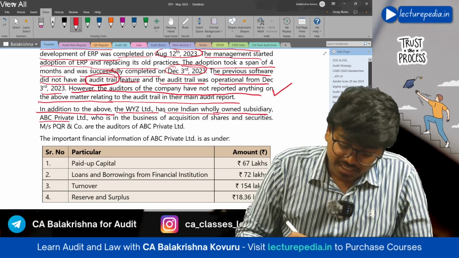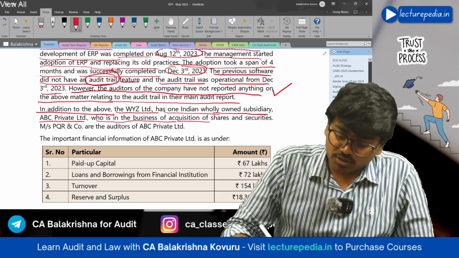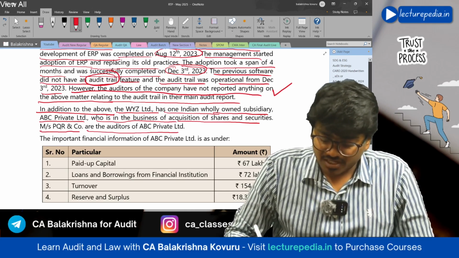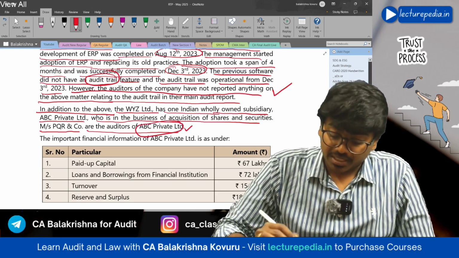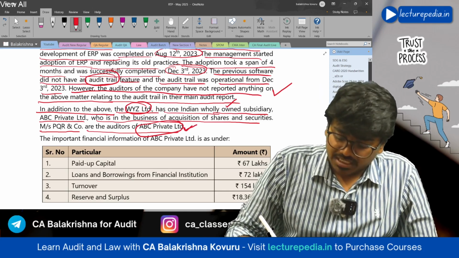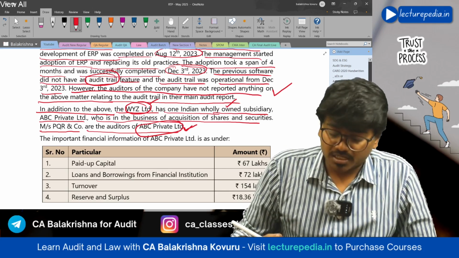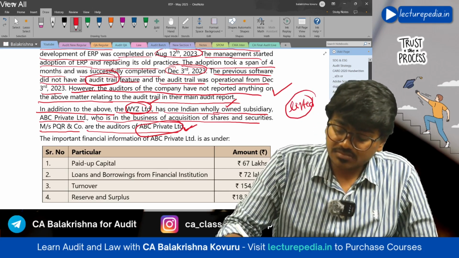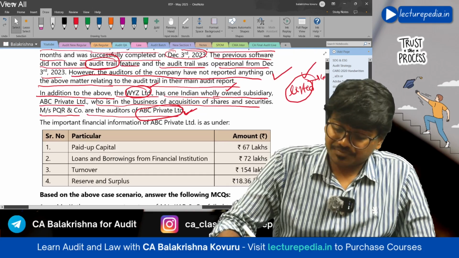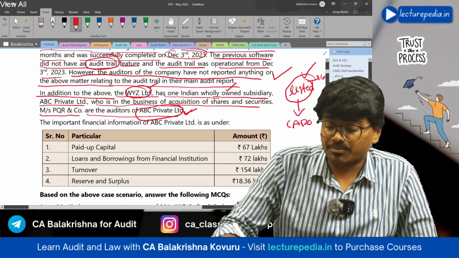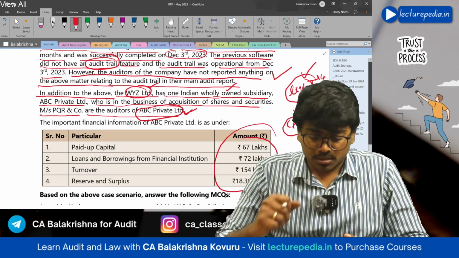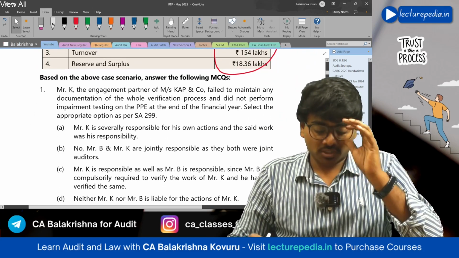Now, in addition to the above, WYZ Limited has one Indian wholly owned subsidiary, ABC Private Limited, who is in the business of acquisition of shares and securities. Messrs. PQR and Co. are the auditors of ABC Private Limited. Now, if you see, ABC Private Limited is wholly owned subsidiary of WZ Limited. Since WYZ Limited is a listed entity, and for this entity, CARO is applicable. For the subsidiary of this listed entity also, CARO will be applicable, right, irrespective of their turnover. Hope this is clear.